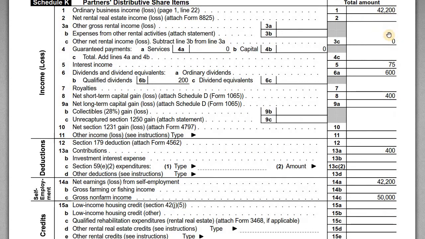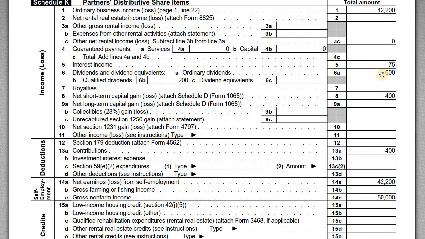So let's go down the list, a couple of other items. For interest income, the LLC had an interest-bearing bank account, so it earned $75 in interest during the year. The LLC also has a brokerage account, so it earned some dividend income: $600 worth of dividends, and $200 of that is qualified. That's important because qualified dividends are subject to the long-term capital gains rates. Generally, non-qualified dividend income is just subject to ordinary income tax, or whatever your marginal rate is. So if you're in the 37% tax bracket, any non-qualified dividend is just going to be subject to 37% in taxes.